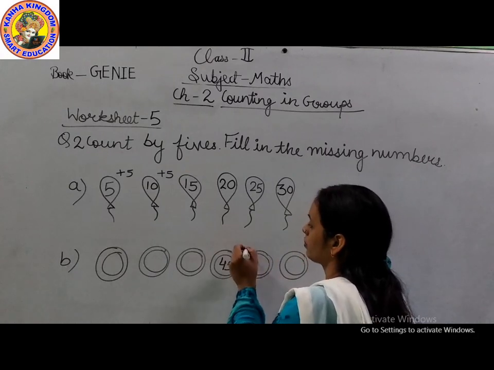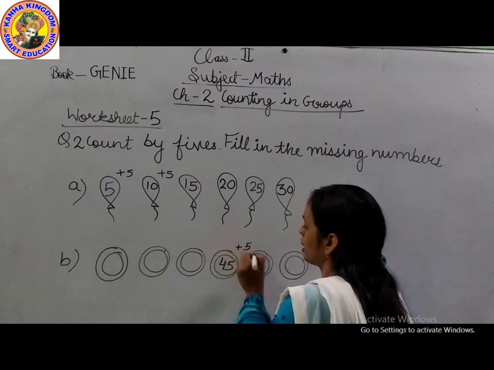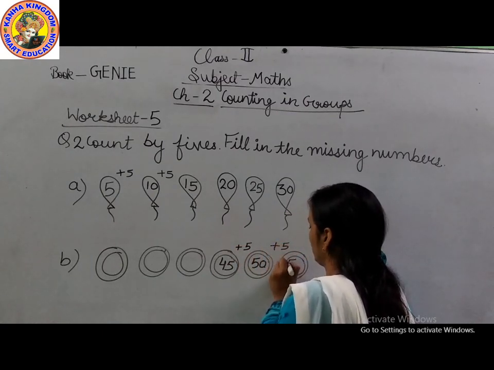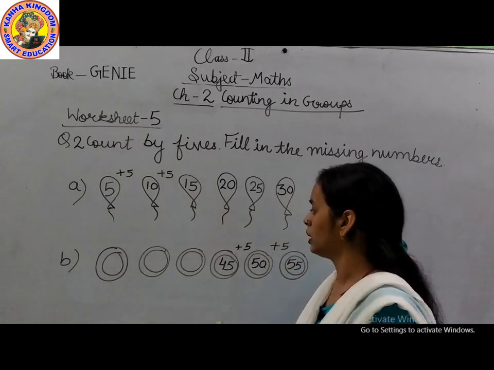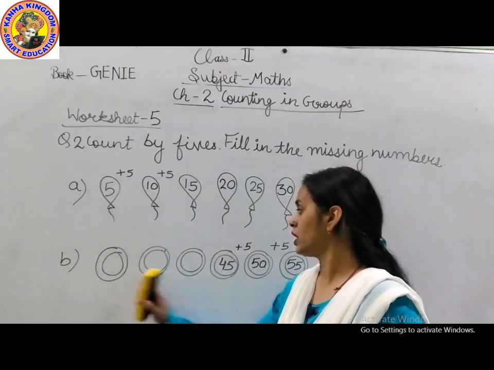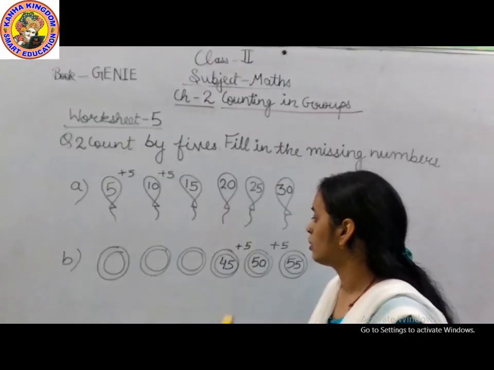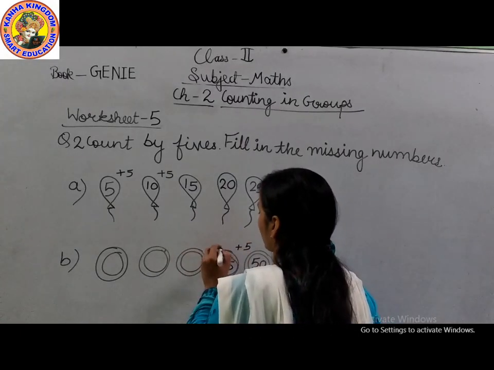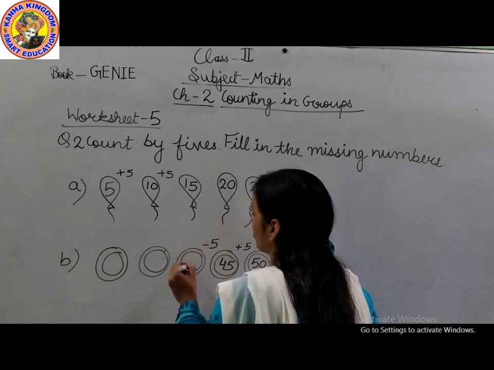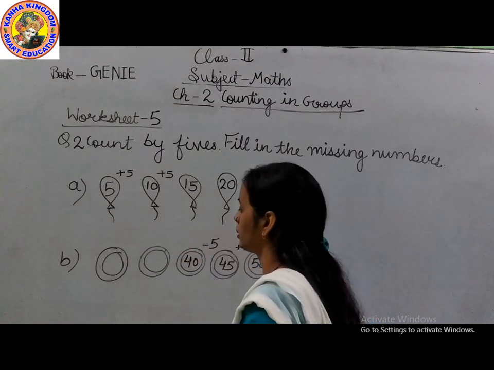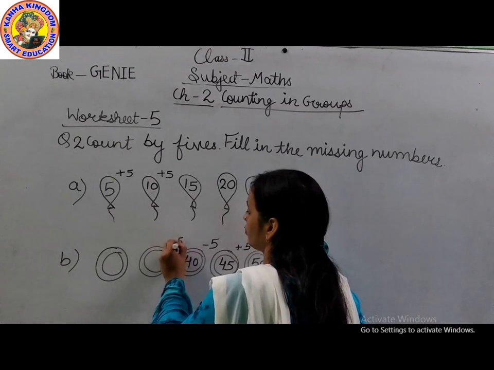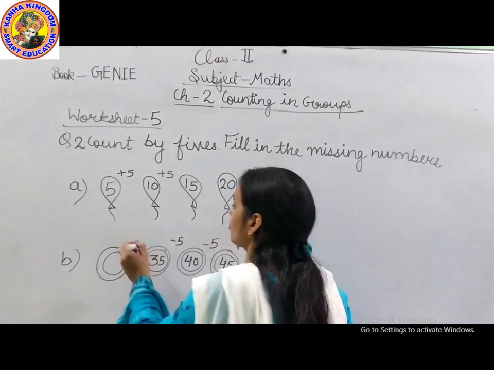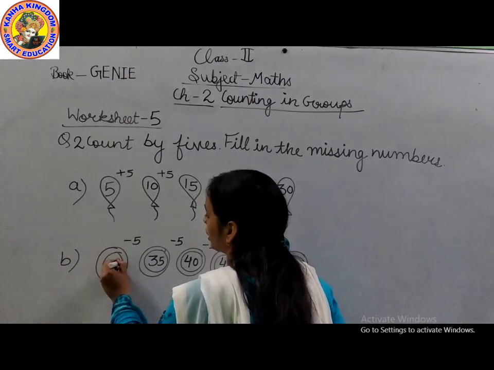45 plus 5, 50. Now 50 plus 5, 55. Now in the right side rings, we have to subtract 5. So 45 minus 5, 40, then 40 minus 5, 35, then 35 minus 5, 30. Okay?